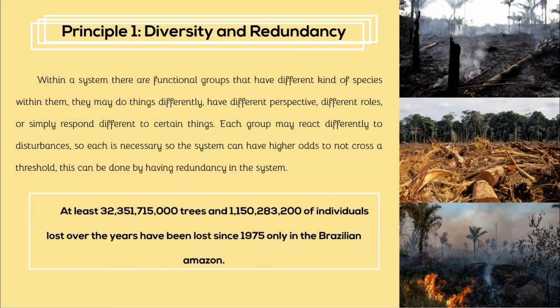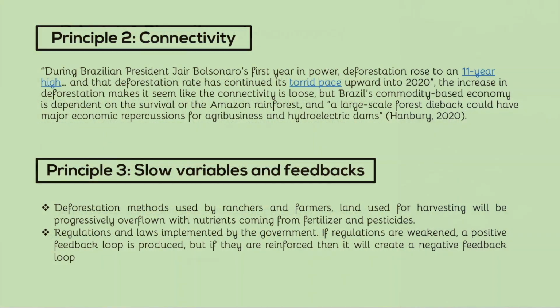Now we're going to talk about the 7 principles of resilience. We have found that the rainforest has lost a lot of diversity and redundancy, and since 1975, there has been a loss of around 32 billion trees and 1 billion animals. Principle number 2, connectivity.